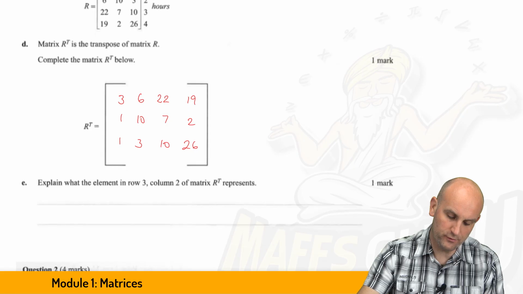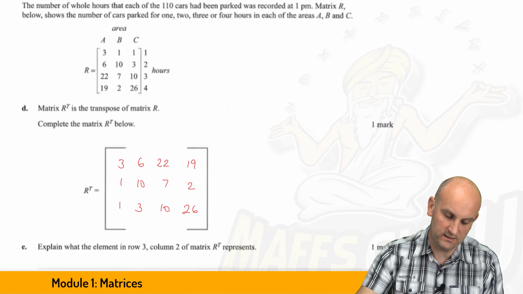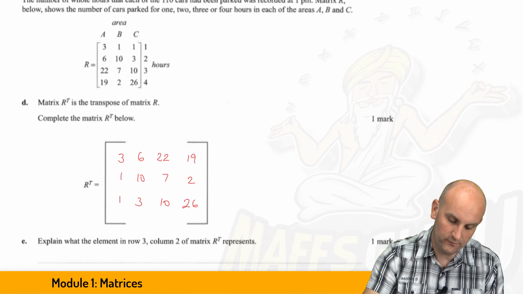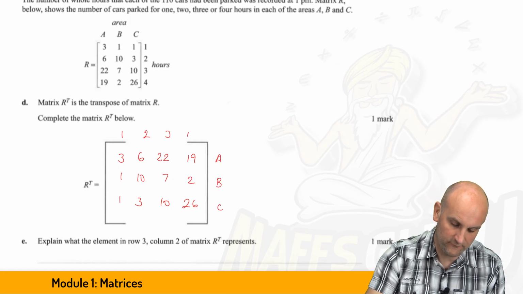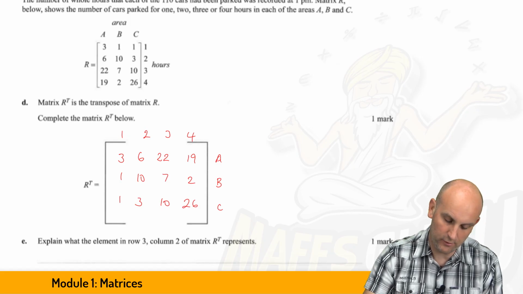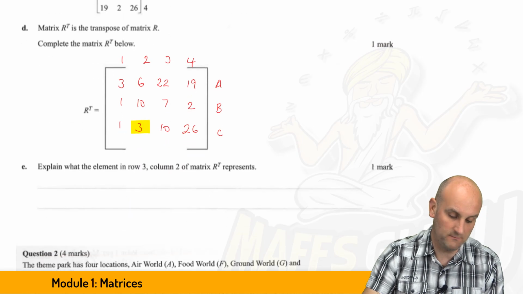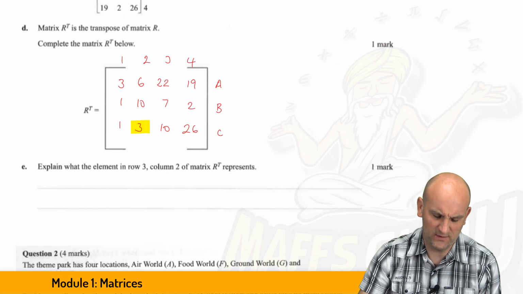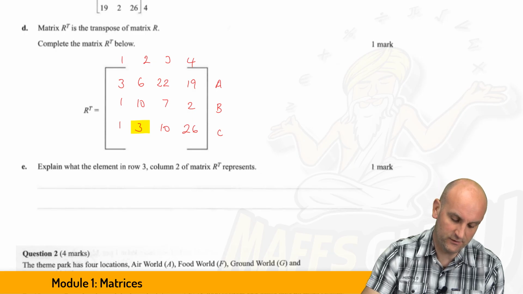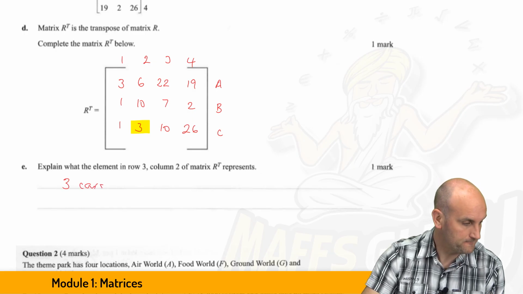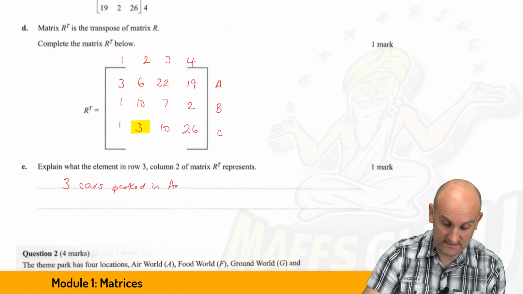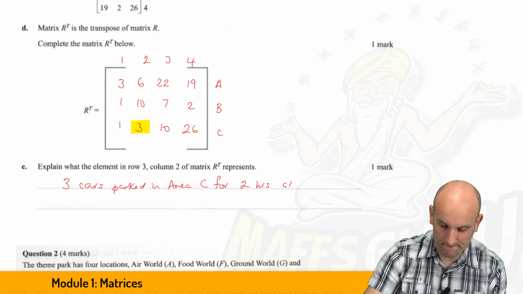Explain what the element in row 3, column 2 of matrix R^T represents. Whereas before this was A, B, C, and this was 1, 2, 3, 4. Row 3 and column 2 is this value here. As far as I'm concerned, and I'm hoping I've not been tricked here, it seems a bit of a silly question really, but what it's saying is that 3 cars were parked in area A, in area C for 2 hours at 1 p.m.